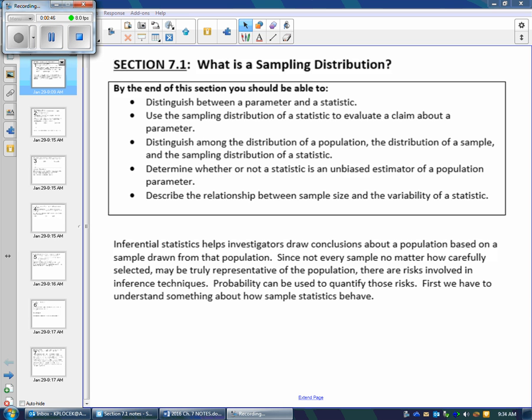Inferential statistics helps investigators draw conclusions about a population based on a sample drawn from that population. Since not every sample, no matter how carefully selected, may be truly representative of the population, there are risks involved in inference techniques. Probability can be used to quantify those risks. First, we have to understand something about sample statistics and how they behave.